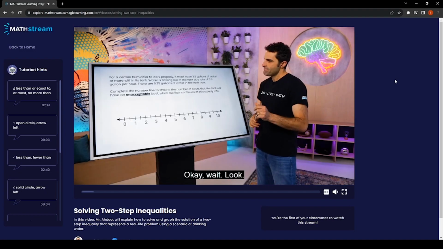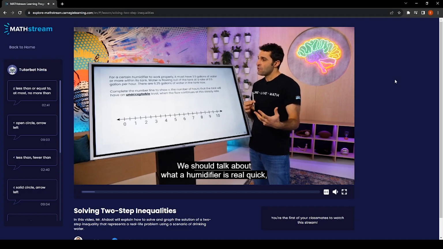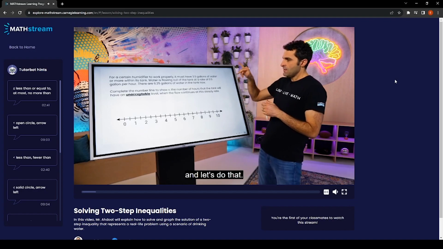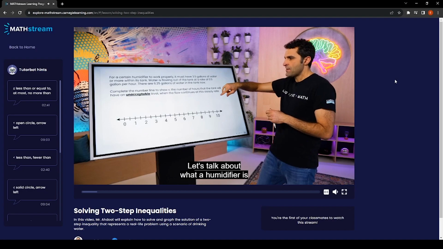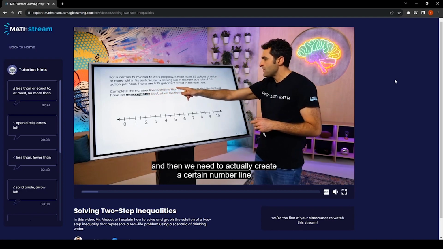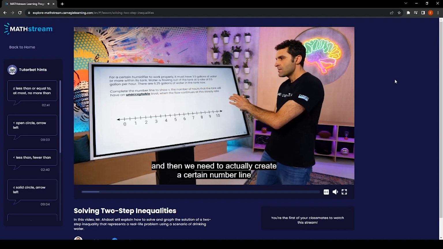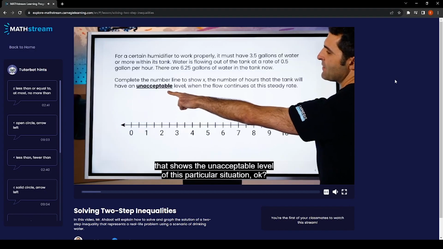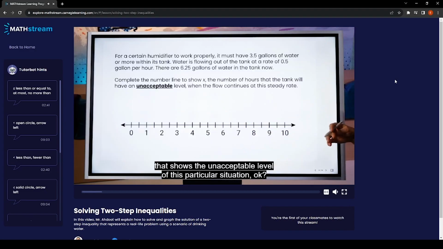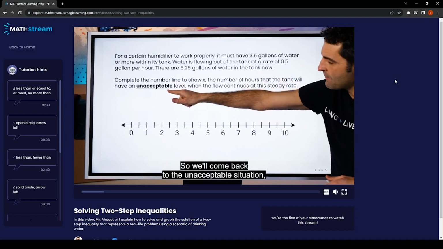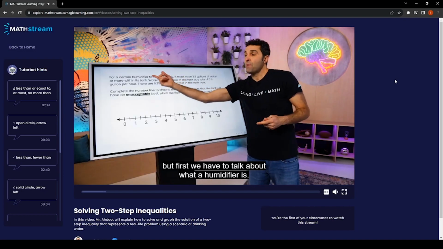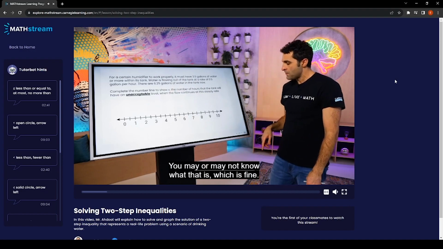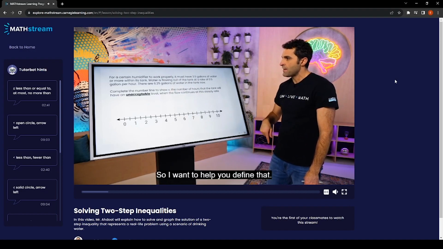Wait, we should talk about what a humidifier is real quick. And then we need to actually create a number line that shows the unacceptable level of this particular situation. So we'll come back to the unacceptable situation, but first we have to talk about what a humidifier is. You may or may not know what that is, which is fine, so I want to help you define that.